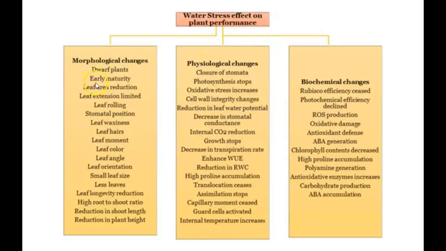Here I have said there are morphological, physiological and biochemical changes. In case of morphological changes, as I have told, there is stunted growth or plants will be dwarf, there will be early maturity, leaf area reduction, leaf rolling or wilting, stomatal positions will be changed, loss of leaf hairs, and leaf waxiness, leaf color and leaf angle will be affected. These are some morphological changes which occur under drought conditions.